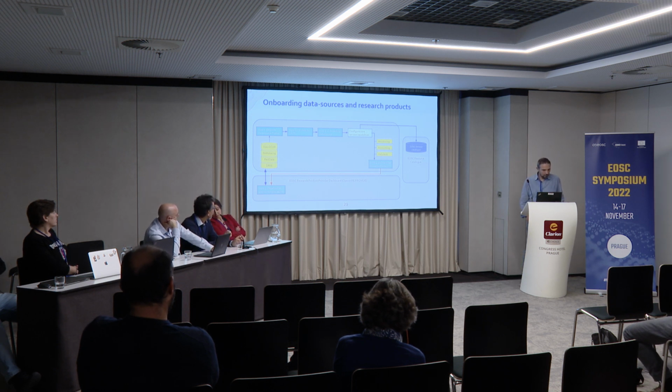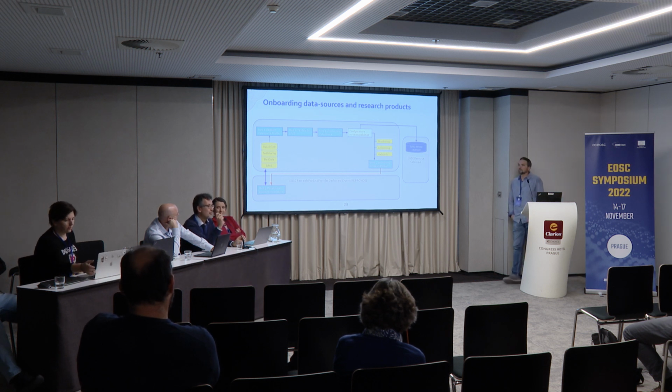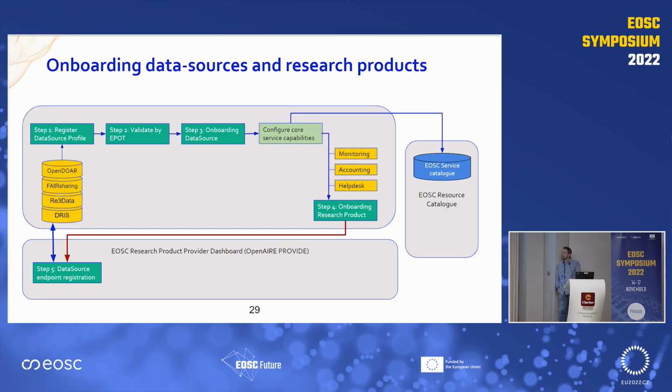So for the first step, the form that you find in the provider portal will be filled out with information from Re3data or OpenDOAR or FAIRsharing. In the next step, step 5, if this data source provides an endpoint, we can evaluate and validate these endpoints against the guidelines, and harvest from it if the metadata quality is sufficient.